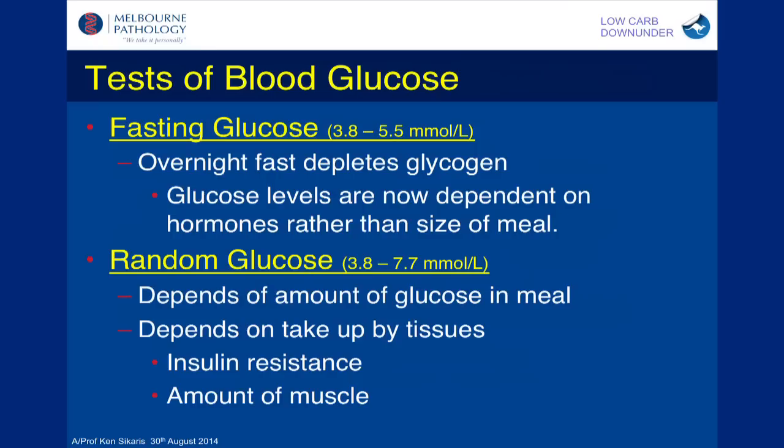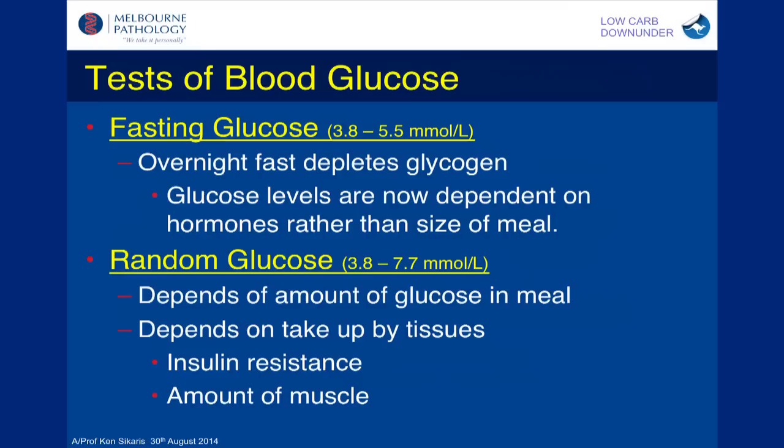Fasting glucose. Why do you have to be fasting for a glucose? Because we want to know what your sugar level is after you've used up all of that dietary glucose from last night. And we're looking at your hormonal balance in terms of glucose. So you need to fast for that distance, and then it's telling us something about insulin.